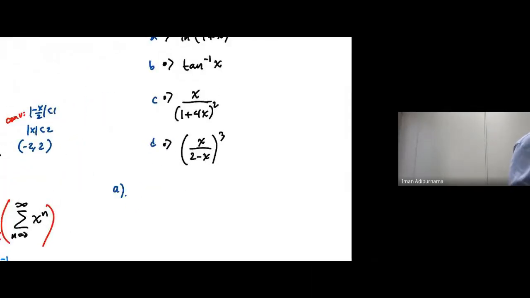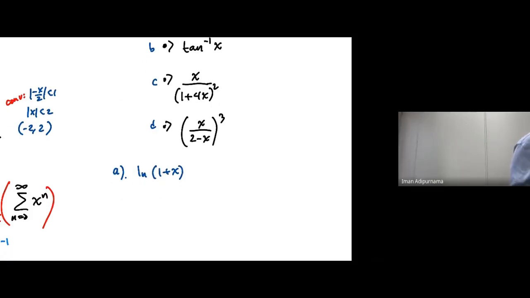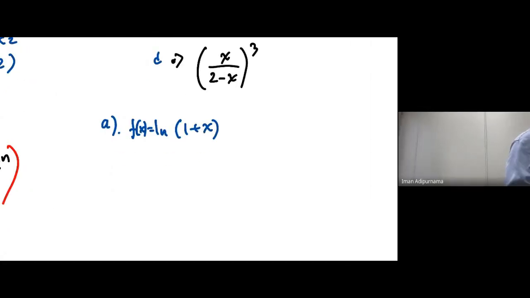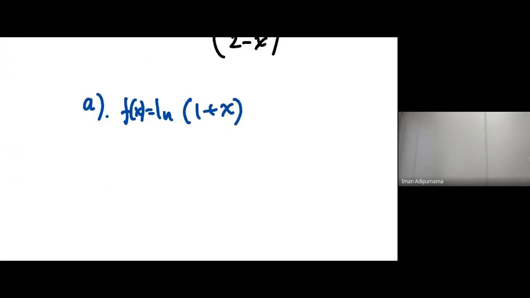Okay. Number A, the function is ln(1 plus x). Or let me just write this is f of x equal. Okay. Let me start by looking at the function and how we can rearrange. So what you can do is observe the function first and think about what you can do when you differentiate or integrate, or how we can get this ln. Okay, and if we think ln, the easiest way is maybe we just differentiate first.